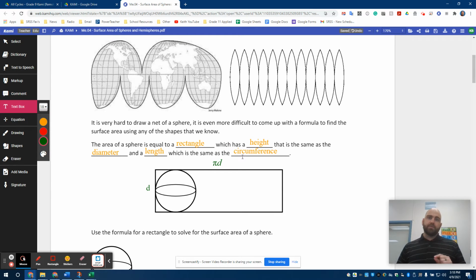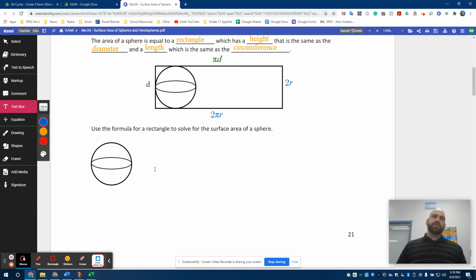Now there's a second way to label this, and I'm going to do this in a different color here, the blue. Our diameter could also be thought of as 2 times the radius, 2r. Okay, it's 2 times the radius, so that's the same as our diameter. It's the height of our sphere, and our circumference could also be written in terms of r. It would be 2 pi r. So we can think of these as both being dimensions of our rectangle here.